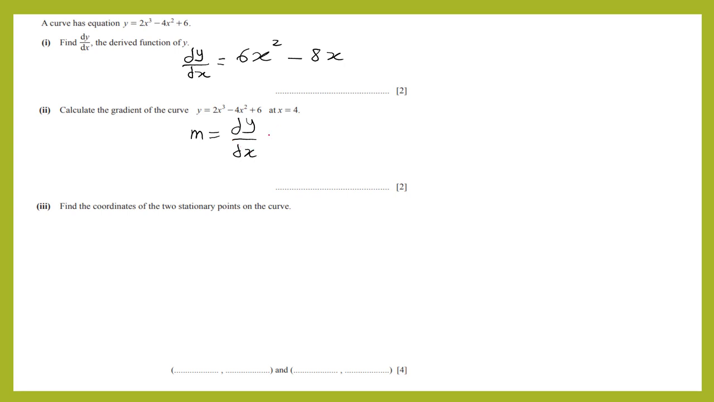So dy by dx will be 6x squared minus 8x, replace each x by 4, so it will be 6 by 4 squared minus 8 by 4. Here we have 4 squared is 16, so we can calculate this one, 6 multiplied by 16, then minus 32, so we get the gradient. Here we have 16 multiplied by 6, 96 minus 32 equals 64. So the gradient is 64.